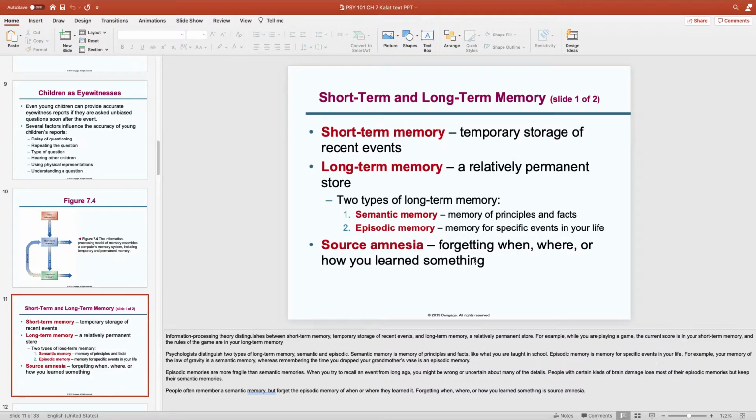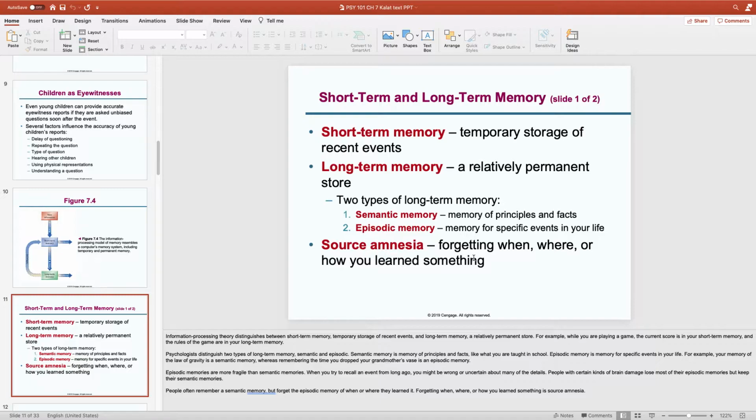Okay. Then there's something called source amnesia, which is when you forget when, where, or how you learned something. You might remember it, but you don't know when you actually learned it. You cannot remember the context of how or when you learned it. So the danger in this is that when you don't remember the source, it's kind of like, well, where did I get that from?